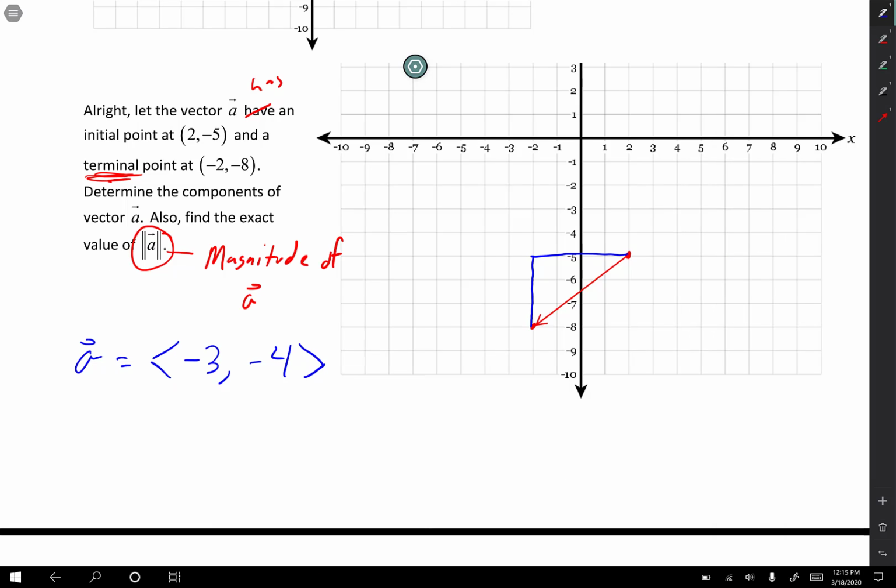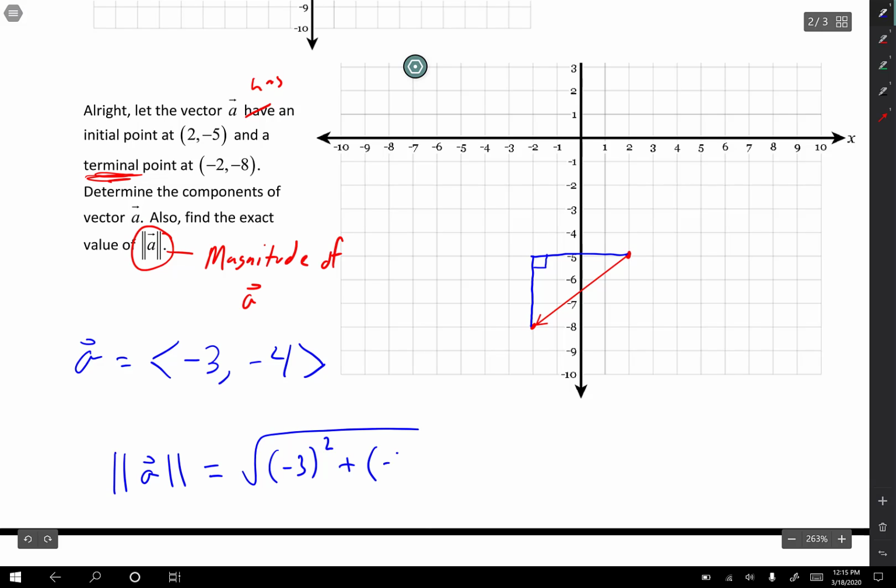Now, they want to know the magnitude of it. Notice I have a right triangle there. So if I want to know the magnitude, I can just use the Pythagorean theorem, guys. The magnitude of this vector is the square root of -3 squared, and you don't have to put a negative in there because I'm going to square it anyway, plus -4 squared. 3 squared is 9, 4 squared is 16, and 16 plus 9 is 25. So the square root of 25 is 5. That's the magnitude of that vector.